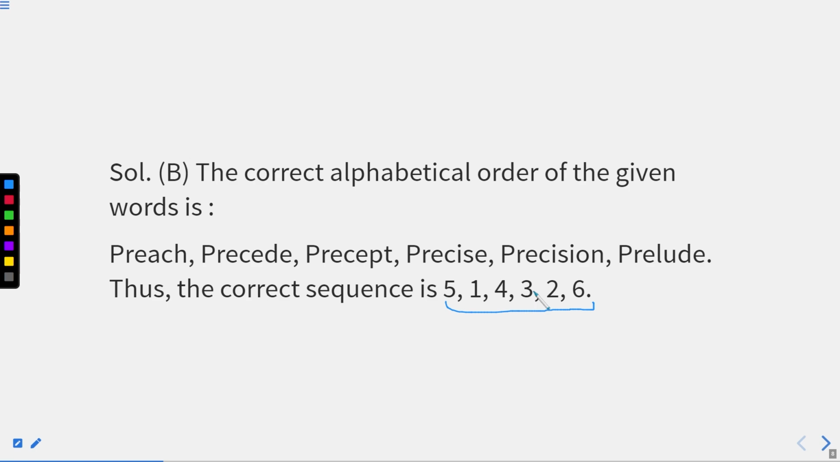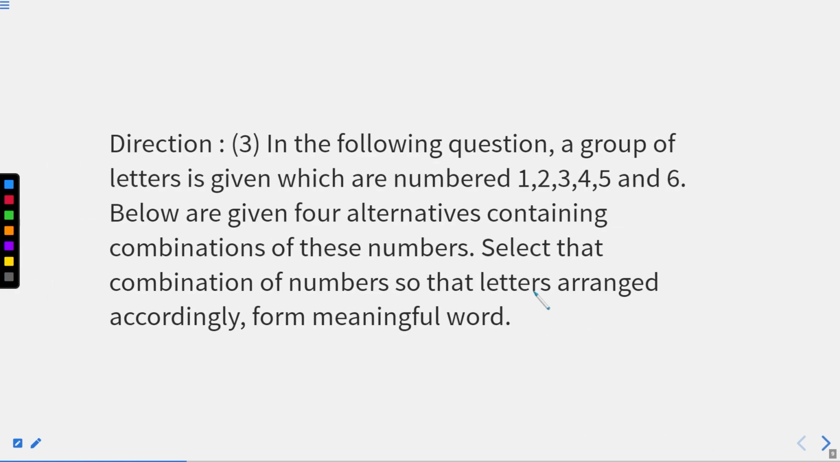Now we are moving with the next question and the next concept as well. So for the next question, we have some directions. We need to follow these directions holistically. For question number 3, in the following question, a group of letters is given in which the numbers are marked from 1 to 6. Below are the given 4 alternatives containing combination of these numbers. Select the combination of number so that the letter arranged accordingly form a meaningful word.